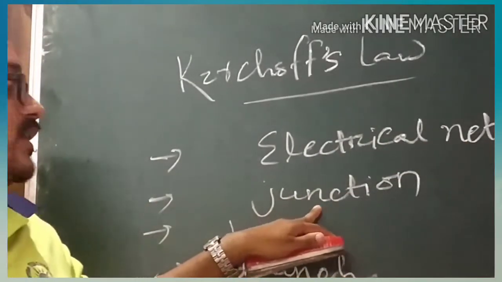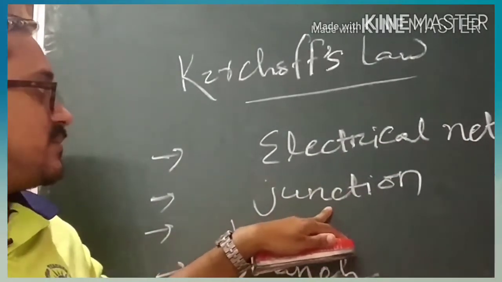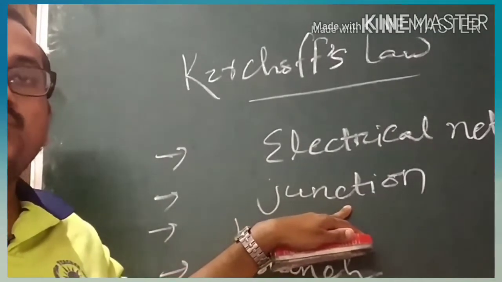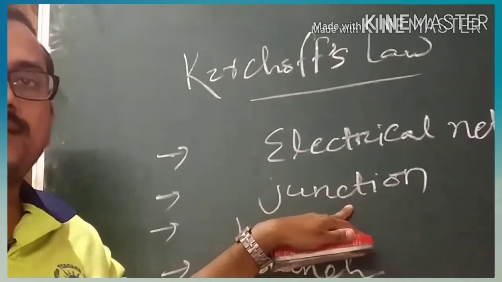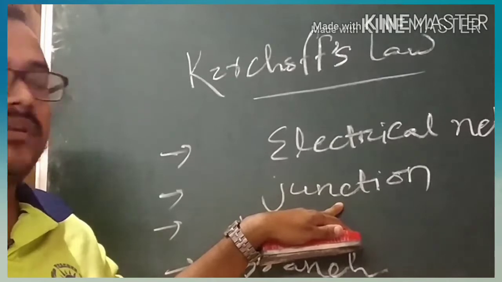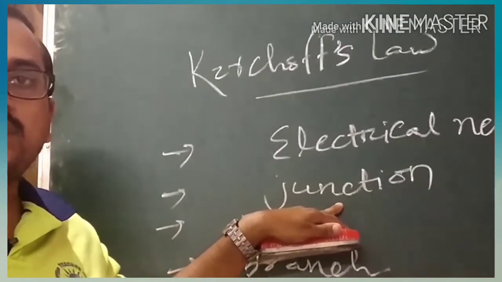Then what is a junction actually? A junction is a point in the electrical network where two or more electrical conductors join together.